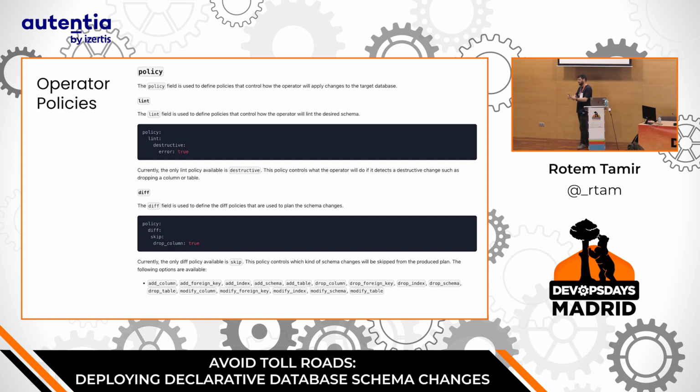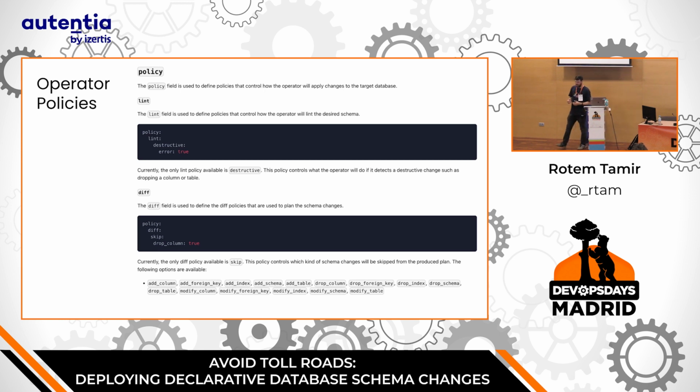Now, if you have been listening so far, the same question applies: how do we make sure that this Kubernetes operator doesn't nuke our database? Because what if we changed the desired schema, and one way to interpret this change is to delete our users table, which we do not want. So we baked policies into the Atlas schema custom resource, and currently we have two kinds. One is linting policies, and the other is diffing policies.